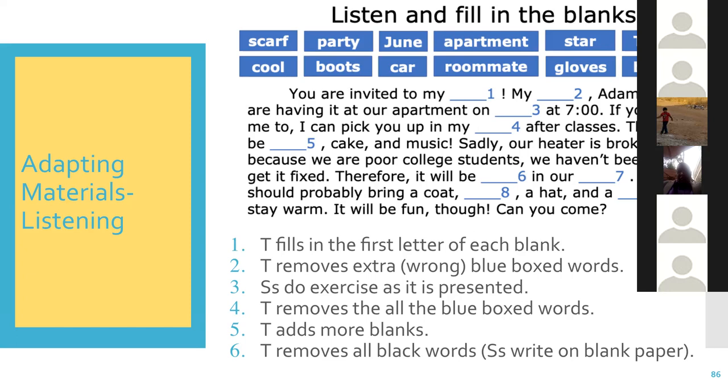Another level up is you could add more blanks. So instead of having 9 missing words, go ahead and take out another 5 words, 5 of the more challenging words, and put blanks in there. So now they have to find even more words as they're listening. And to make it really challenging, if you have students who are very good, you don't show them the blank words at all. Just have them listen to what you're saying and write it all down on a blank piece of paper. Okay. So those are some levels of what you can do with the listening materials.